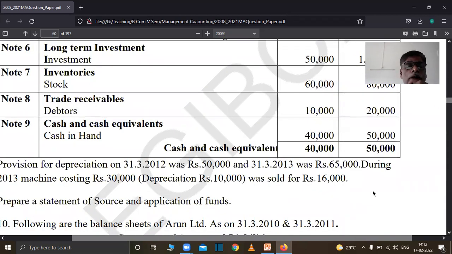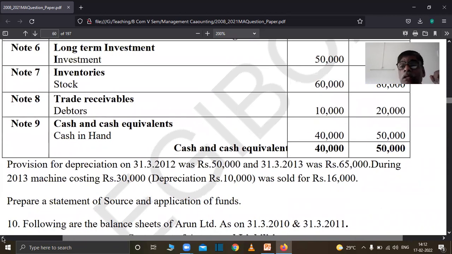Next, you see the adjustment. Provision for depreciation on 31st March 2012 is 50,000 and 31st March 2013 was 65,000. Two years' provision for depreciation is given in the adjustment. And you have to prepare the provision for depreciation account to find out the current year depreciation. Current year depreciation, remember this.